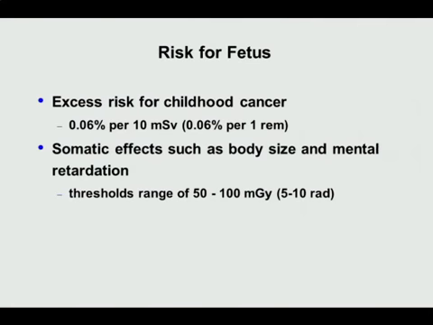The other one is the somatic effects such as body size and mental retardation. The threshold dose is anywhere between 50 to 100 milligray. That's considered the threshold dose for any type of somatic effect such as body size and mental retardation, decreasing head size and so forth.